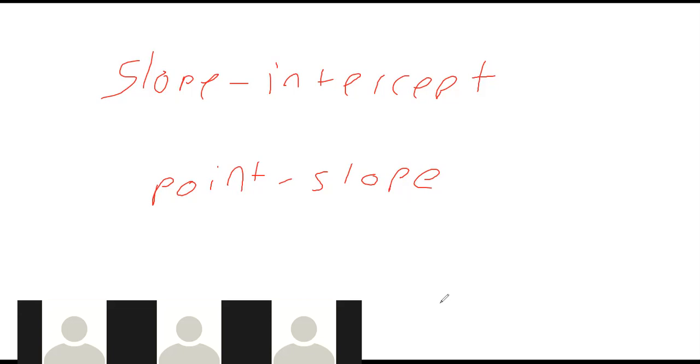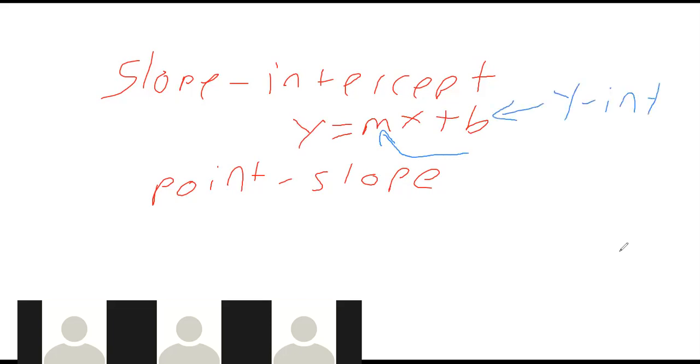Y equals mx plus b. So y equals mx plus b, where the m, what does the m equal? Isn't it the y-intercept? Or it's the y-intercept's actually b. So what is the m? Isn't that your slope? That is the slope, yes.